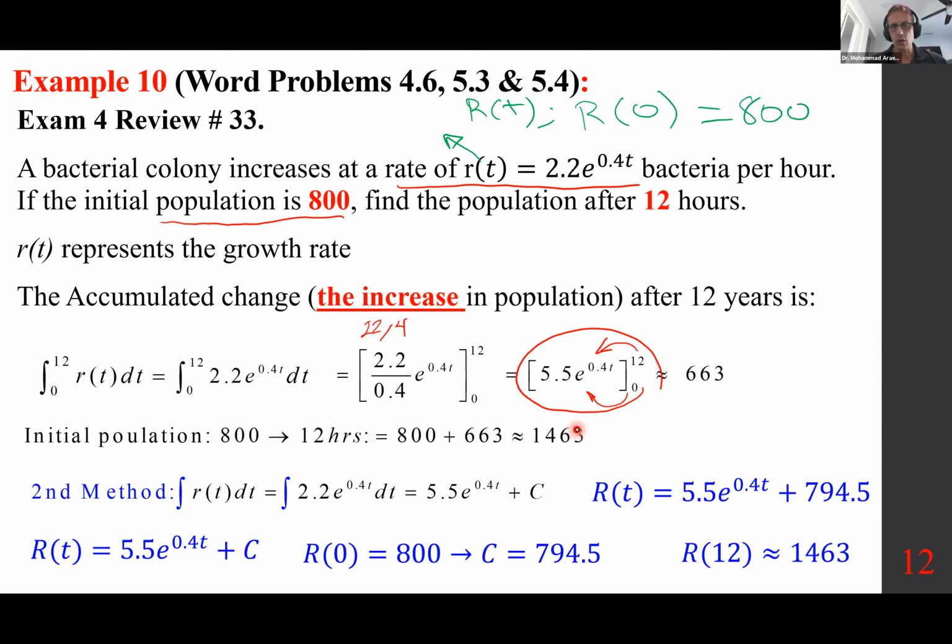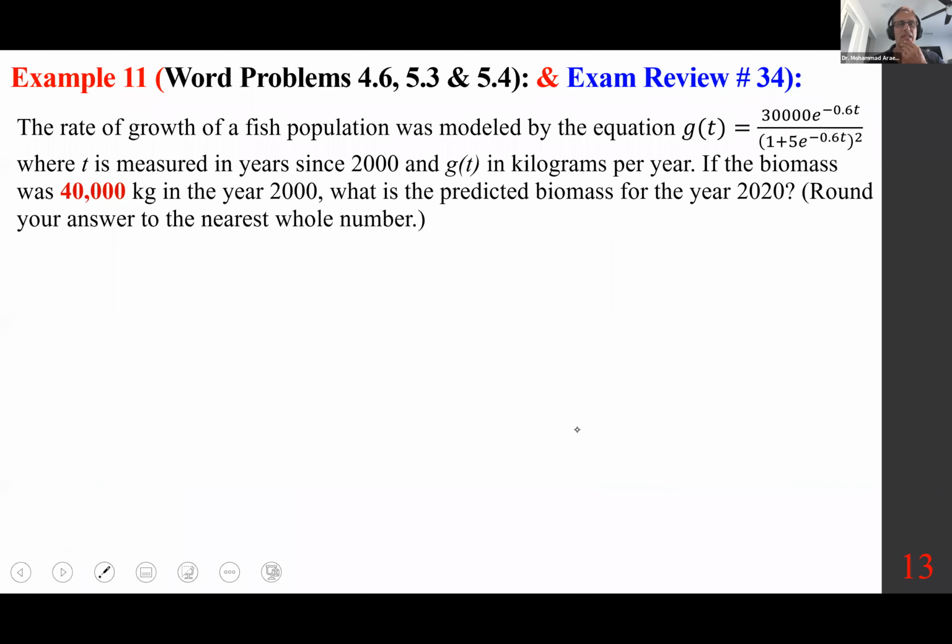I'm going to look at one more example that we did in section 5.4. The rate of growth of a fish population was modeled by this equation, where t is measured in years since 2000, lowercase g in kilograms per year. If the biomass was 40,000 in the year 2000, what is the predicted biomass for the year 2020?